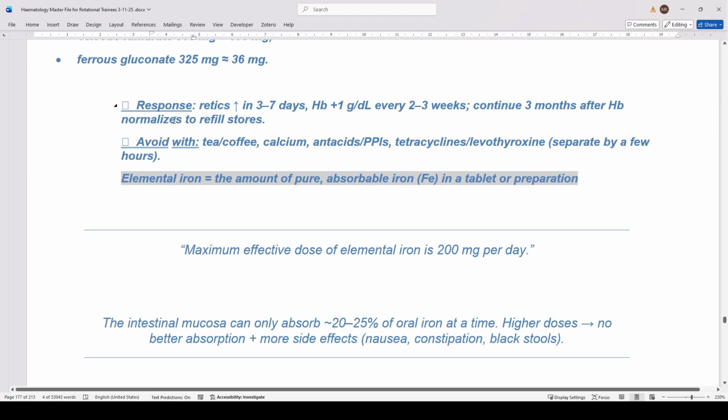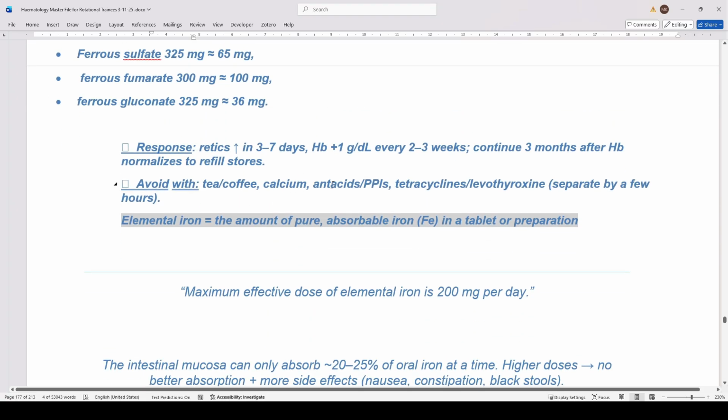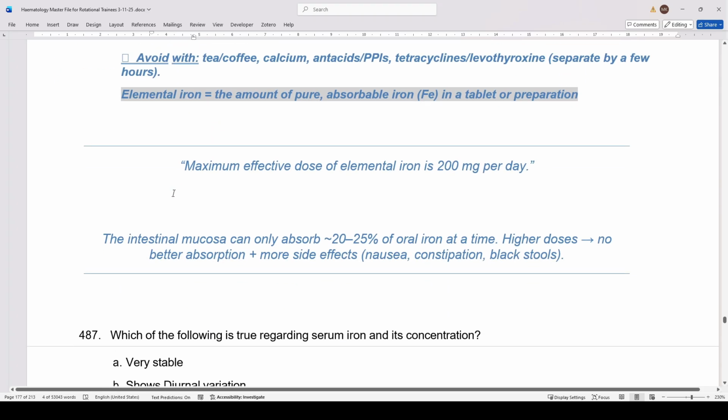Okay, when we are giving iron, we have to tell the patient to avoid tea, coffee, calcium, antacids, and PPIs. Tetracyclines and levothyroxine also decrease the absorption of iron.